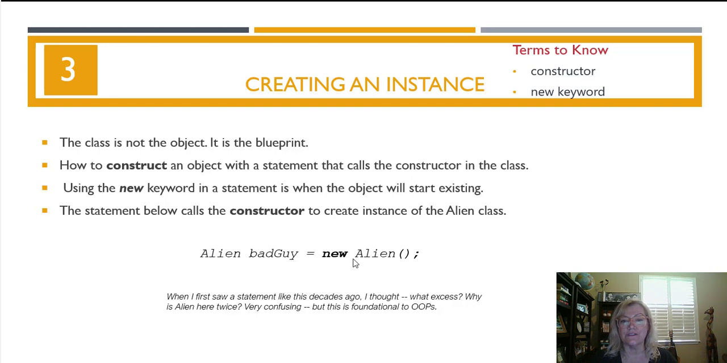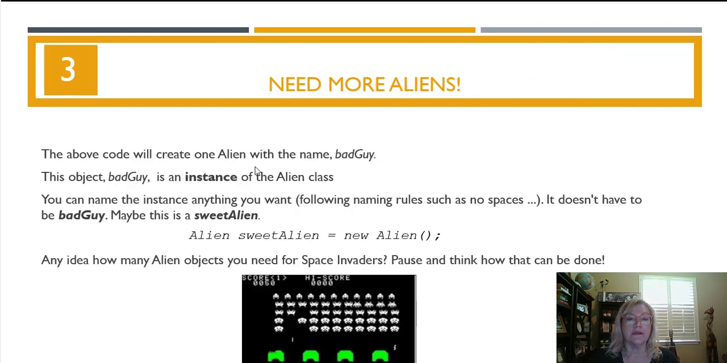So these are actually two different things, but the rule that the constructor name and the class name are the same puts two aliens in here. So this is going to create a bad guy that I can now use in my program. The above will create one alien named bad guy, and that bad guy is an instance of the Alien class. You can create a second one.